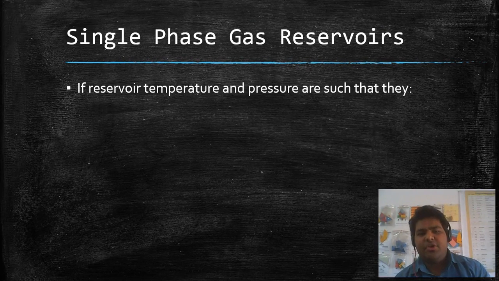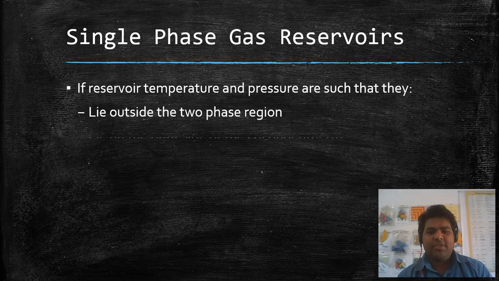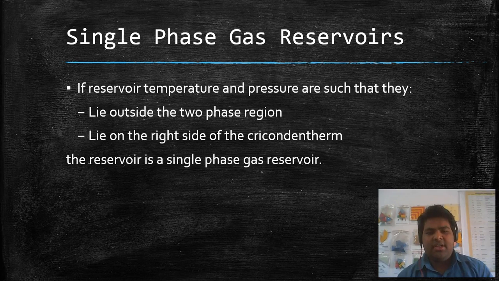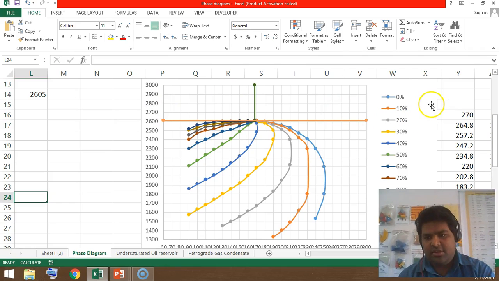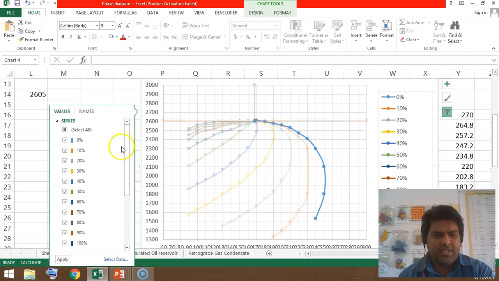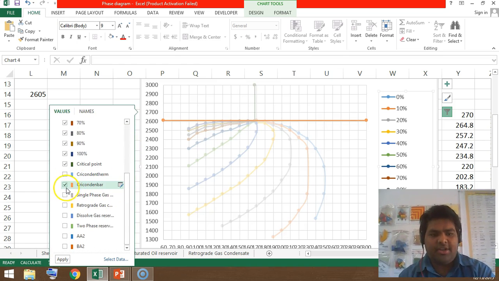So if the reservoir temperature and pressure are such that they lie outside the two-phase region and lie on the right hand side of the cricondentherm, then the reservoir is a single phase gas reservoir. Now let me explain this with respect to the phase diagram. So this is our phase diagram. We don't need the cricondenbar for now. We need the cricondentherm, and we need a single phase gas reservoir.